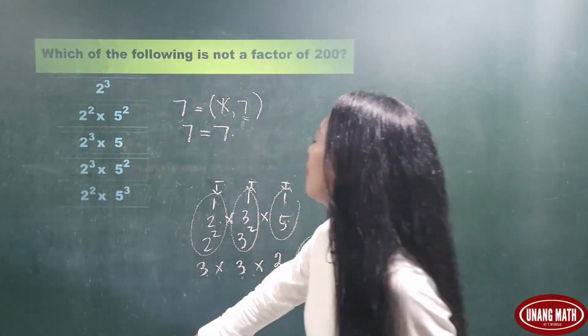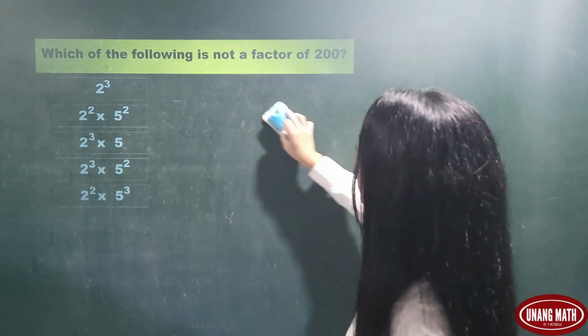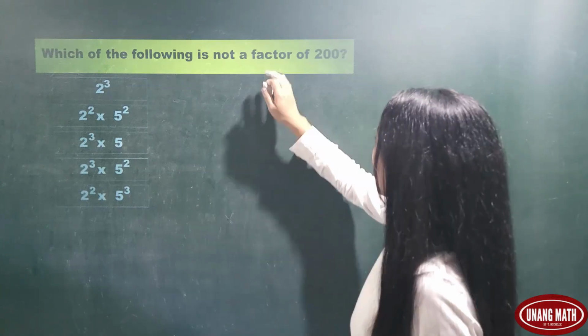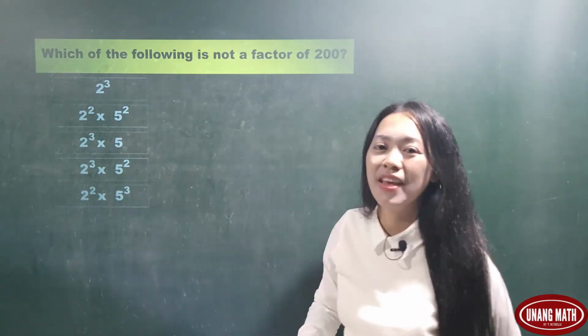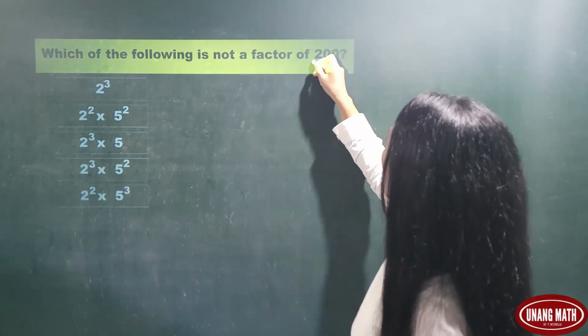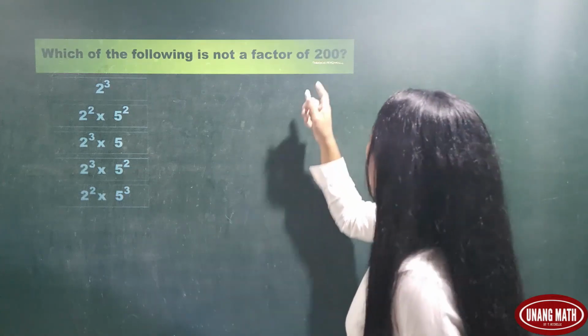Okay, this time, we are now ready to answer the following problems. The first problem is, which of the following is not a factor of 200? So we have 5 choices here. To find which is not a factor of 200, we have to find first the prime factorization of 200.